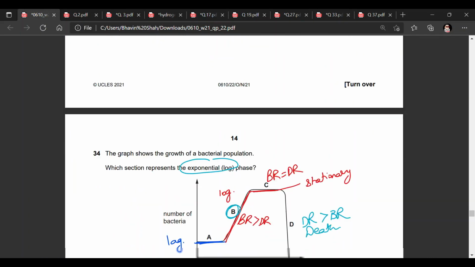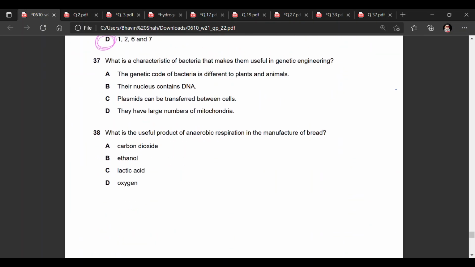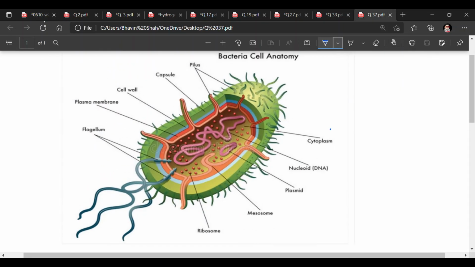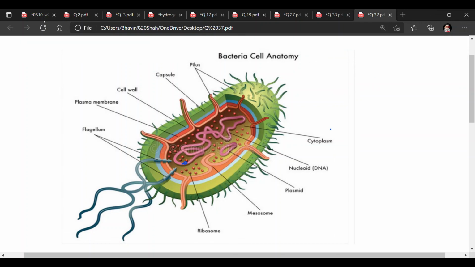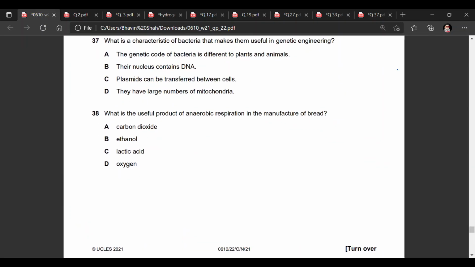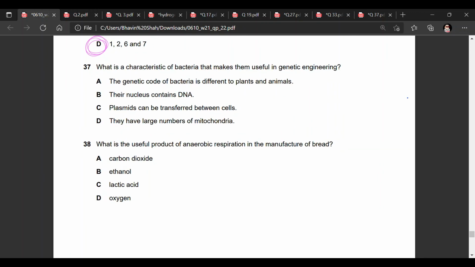Moving to the 37th question, we are looking at what is the characteristic of the bacteria that makes them useful in genetic engineering. So, we look at the diagram of the bacteria over here. In this diagram, as you can see, the bacteria has got this genetic material which is not enclosed in the nuclear membrane. They are called the prokaryotes, and here you can identify there is an extra strand of DNA which is called the plasmid. This plasmid can be removed and it can be used for genetic engineering. So, what is the characteristic of the bacteria that makes them useful in genetic engineering? The answer here is that it contains plasmids which can be transferred between the cells.